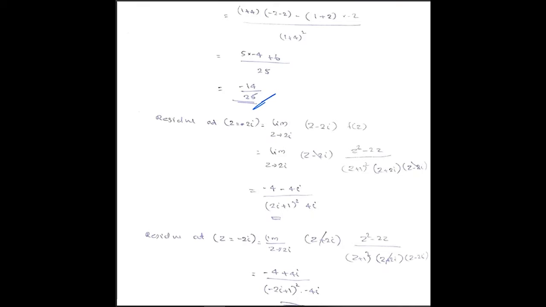So here it is simple. Then the first equation here is limit z tends to 2i, (z minus 2i) f of z, where f of z is equal to (z square minus 2z) by (z plus 1) whole square into (z square plus 4), which we had changed to (z plus 2i) into (z minus 2i). And (z minus 2i) and (z minus 2i) will cancel. And we substitute 2i in place of z. And it will become (minus 4 minus 4i) by (2i plus 1) whole square into 4i.